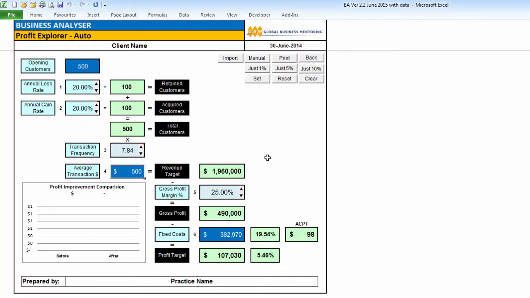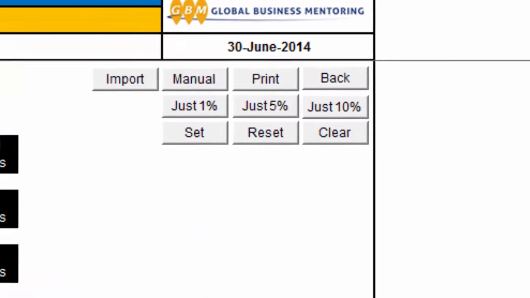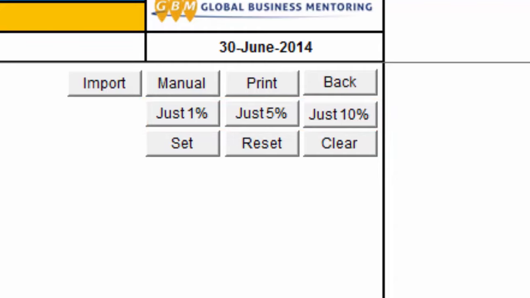But today's exercise will simply be demonstrating the quick scenario button capability of Profit Explorer, where you can demonstrate to a client what the immediate effect would be of improving those 6 profit drivers by the various percentages given in those activation buttons. So we'll take the first button, which is just 1%.